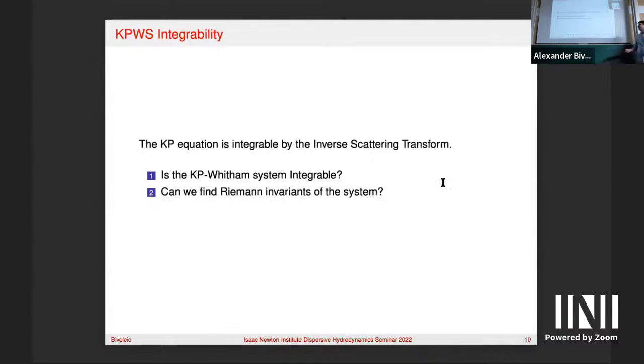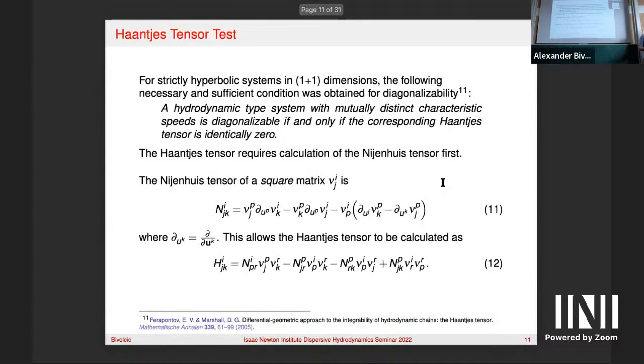So the open question here is: is the KP-Whitham system integrable? And if so, can I find some Riemann invariants of it, right? Diagonalize the system and pat myself on the back, right? Well, oftentimes when I bring this up, the question I get from other people is, what do you mean by integrable? What are you using in this case? Well, for us, the bar we're trying to cross is this Haantjes tensor test.